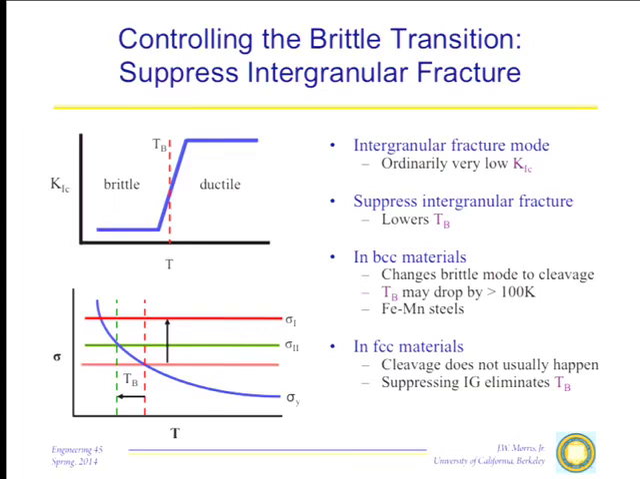If we're going to get a ductile material, and if intergranular fracture is a problem at our operating stress or operating temperature, we've got to get rid of it. How do we get rid of it? Well, I'll tell you how in just a minute. You figure out what's causing it and get rid of that.